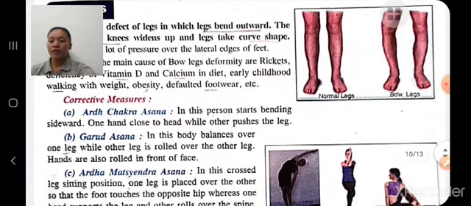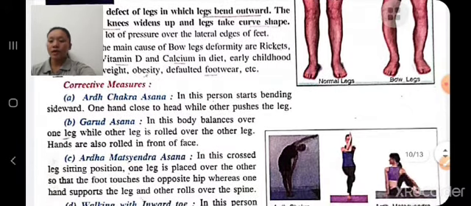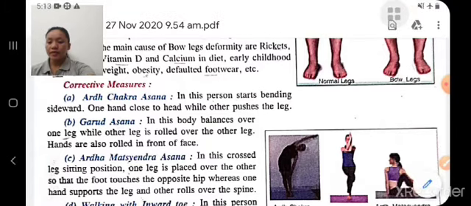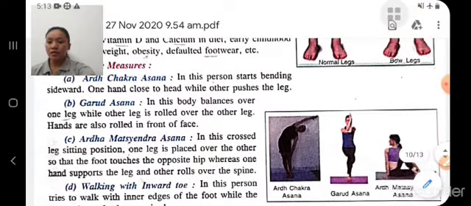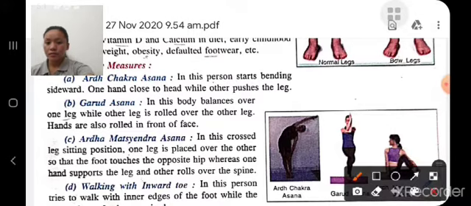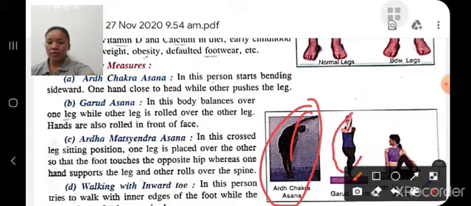Corrective measures. How can you correct bow leg? Ardha Chakrasana, meaning sideward bending. Ardha Chakrasana, sideward bending asanas.